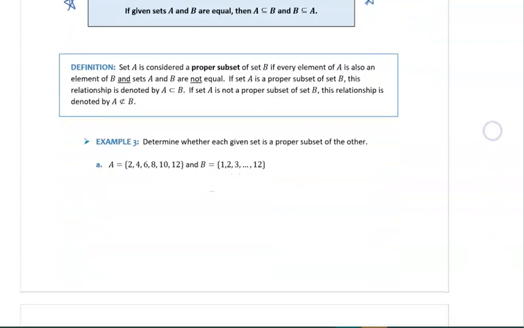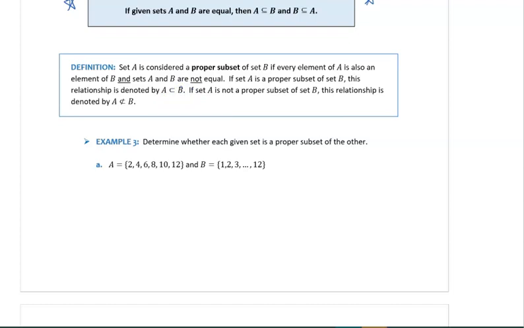This brings us to the next definition. Set A is considered a proper subset of set B if every element of A is also an element of B and sets A and B are not equal. If set A is a proper subset of set B, this relationship is denoted using this notation here, which looks like a less than symbol. Notice how the equal bar is missing. That tells me that sets A and B are not equal.